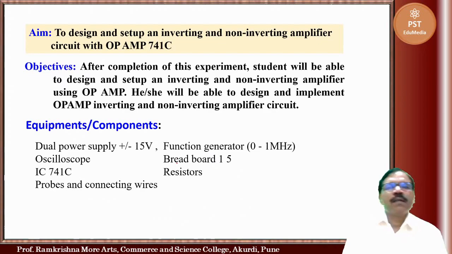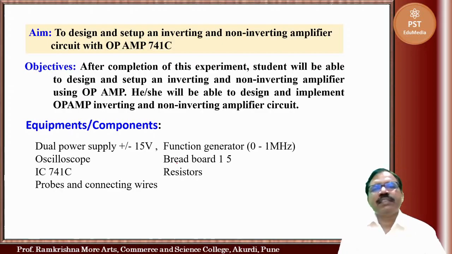Now, what is the aim of our experiment? Aim is to design and set up an inverting and non-inverting operational amplifier circuit with op-amp 741C. Objectives: after completion of this experiment, the student will be able to design and set up an inverting and non-inverting amplifier using op-amp. She will be able to design and implement op-amp inverting and non-inverting amplifier circuits.